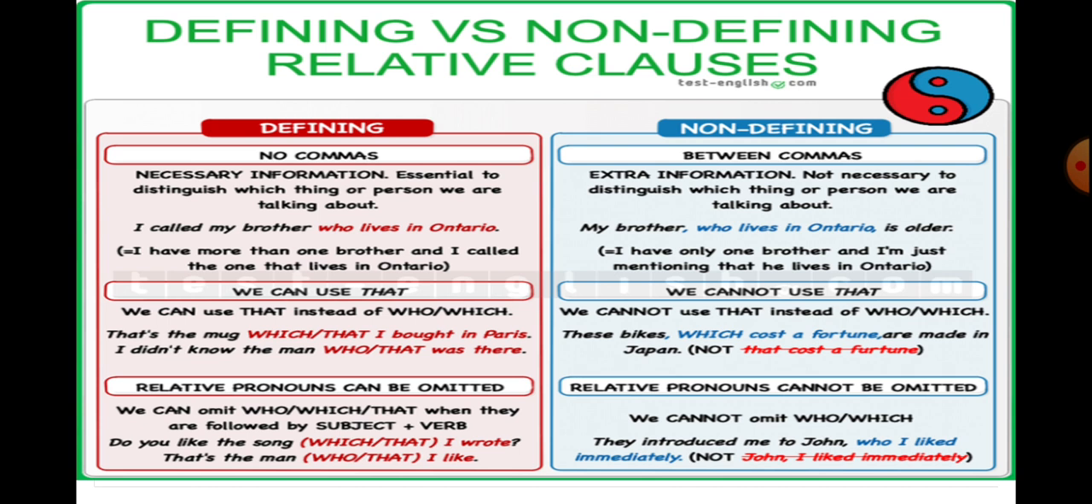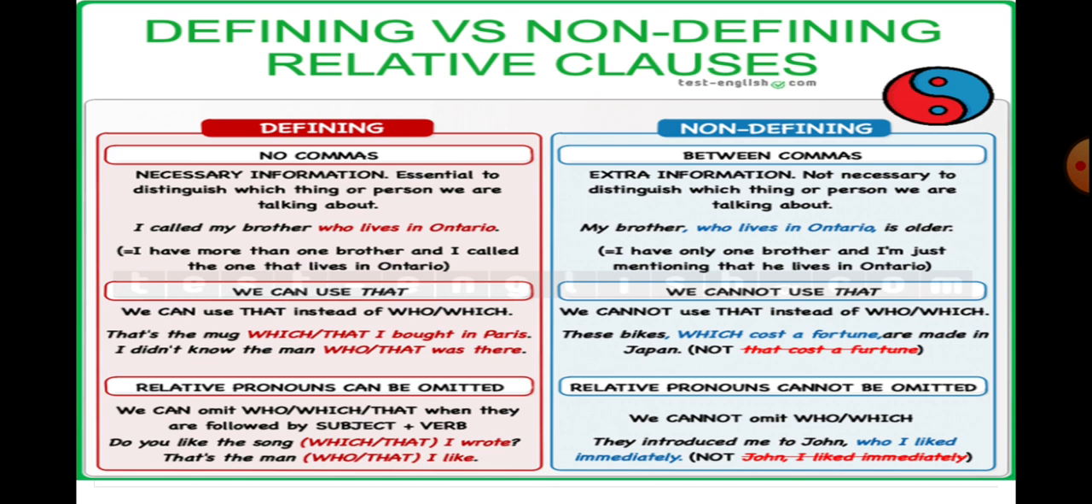The last characteristic of defining relative clauses is that we can omit who, which, that when they are followed by subject plus verb. Some examples. Do you like the song which or that I wrote? That's the man who or that I like. In both sentences, we can omit the relative pronouns such as who, which, and that because the sentences are followed by subject plus verb. Let's go on with non-defining relative clauses.